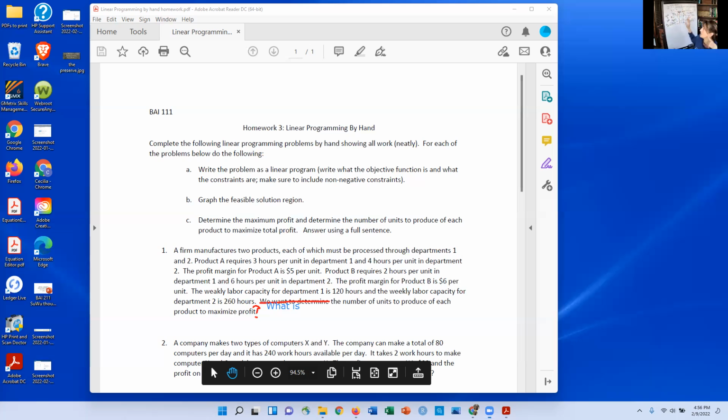Okay, so now we go back and we need these constraints, and they weren't here before. They're in the word problem, where we read that the weekly labor capacity for Department 1 is 120 hours. Labor capacity means that's the most hours of work we can get from Department 1, so that implies a less than or equal to. The labor capacity is less than or equal to 120 hours. The most we could do is 120, so how much labor we use cannot exceed that. And for Department 2, the word problem tells us that it's less than or equal to 260 hours.